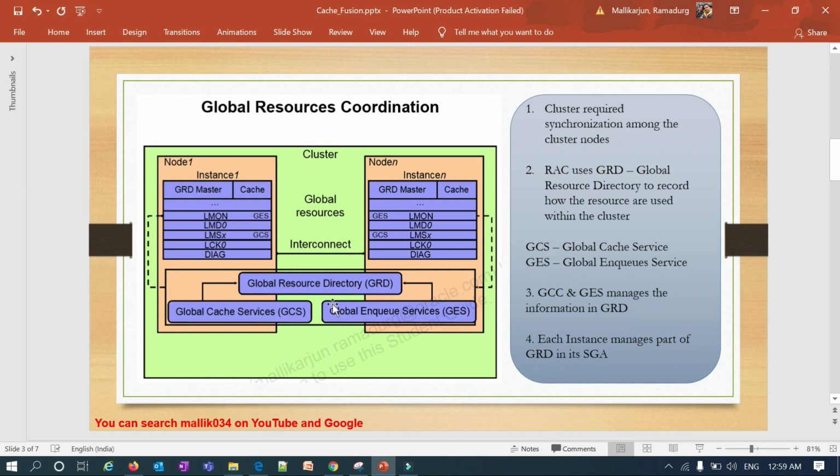And suppose after some time GCS and GES together will nominate node 2 or node 3 to be my master node, and then that particular node will manage my GRD table. Right, that is another point you should remember.